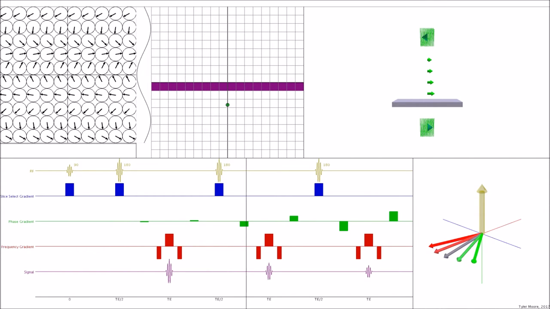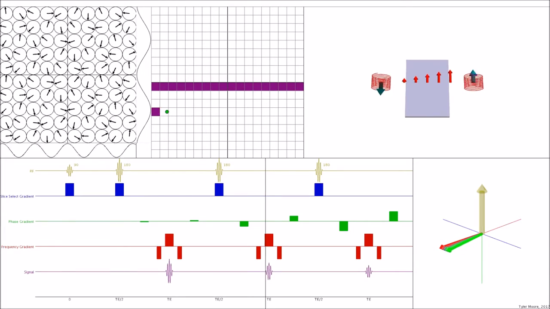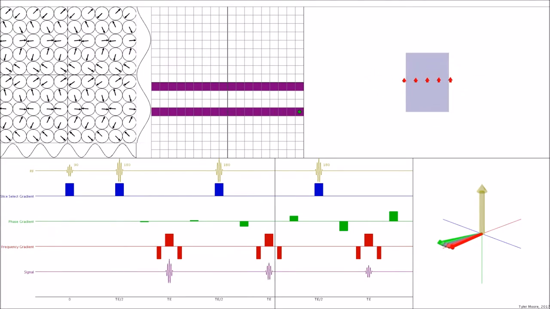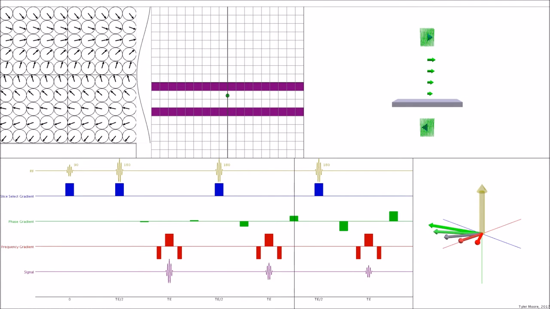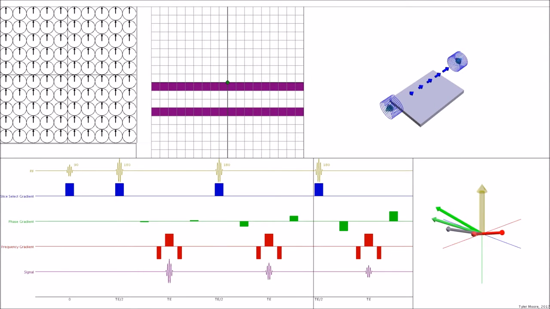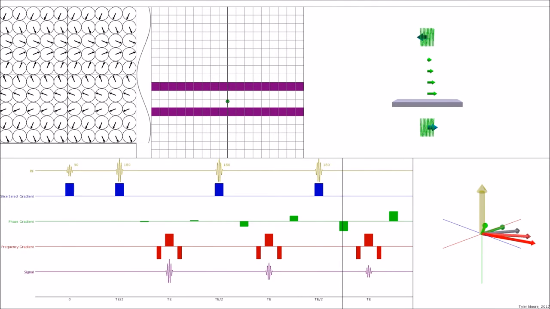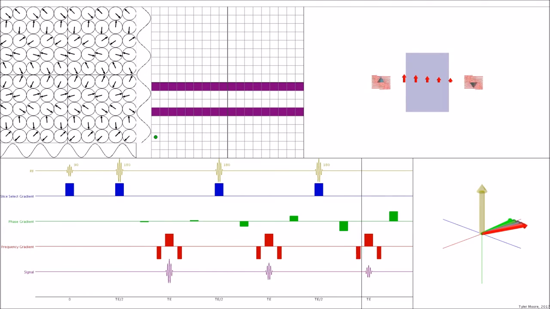When the phase encode gradient is on, it changes the relative phase of the dipoles along the y-axis. When the frequency encode gradient is on, it changes the relative phase of the dipoles along the x-axis. In other words, the gradients change the spatial frequency of the dipoles. The spatial frequency is also represented on the real space diagram with the curves beneath and to the right of the dipoles. This is actually what k-space represents.